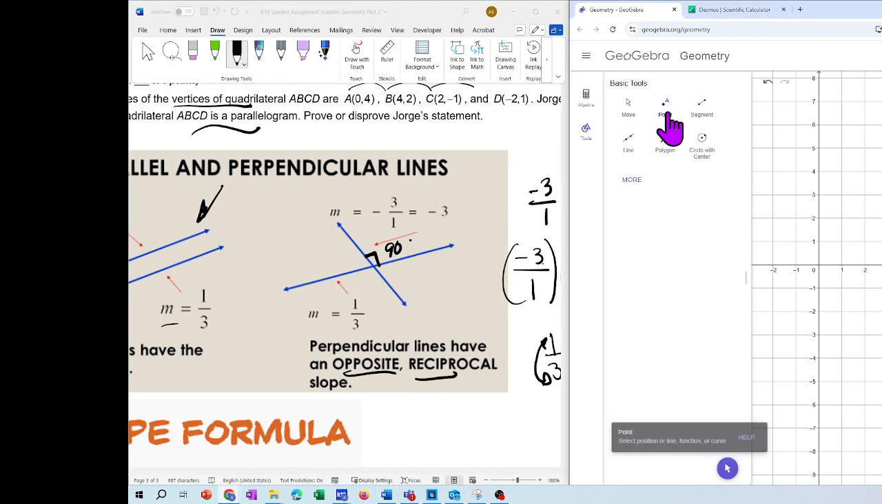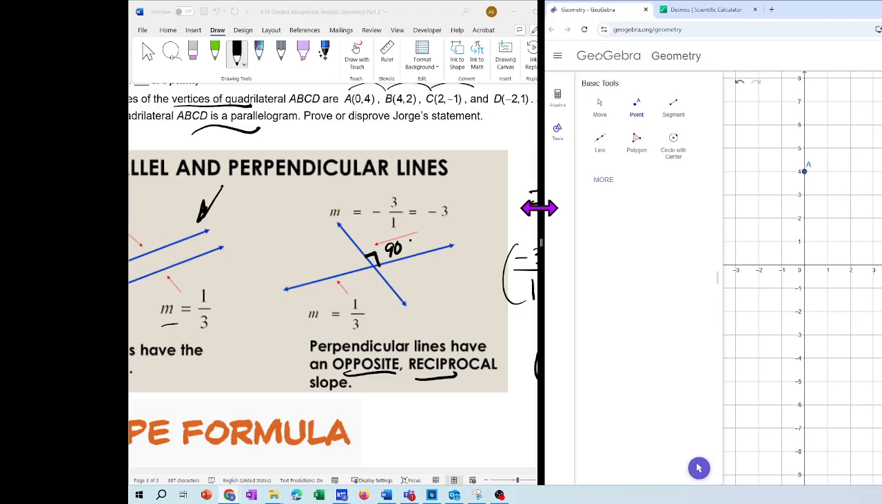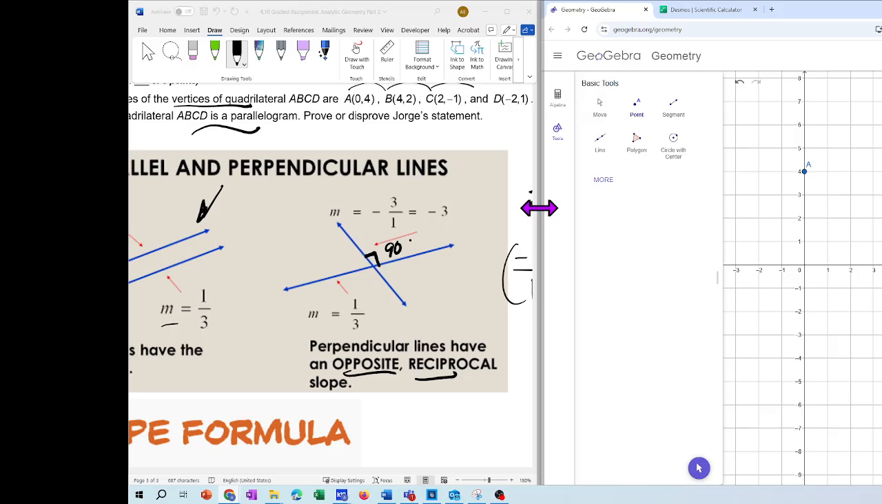So our first point is 0, 4. So I'm going to 0 and then up 4. There you go. Then we have B, 4 on X, 2 up. So 4 and 2. Let me just move it this way so you guys are able to see my graph. So 4 and 2.